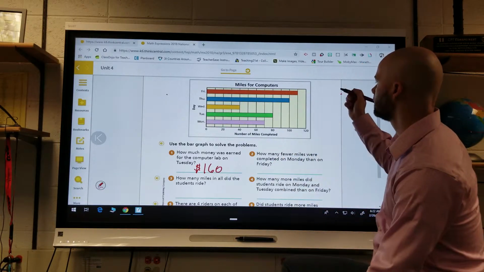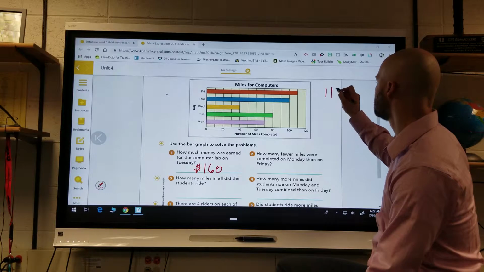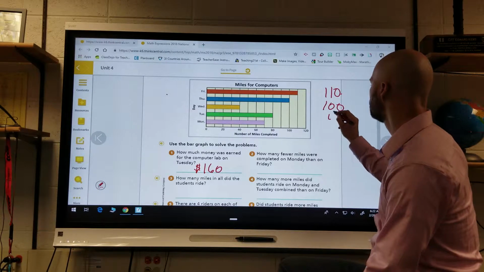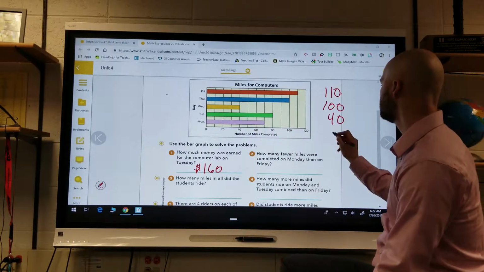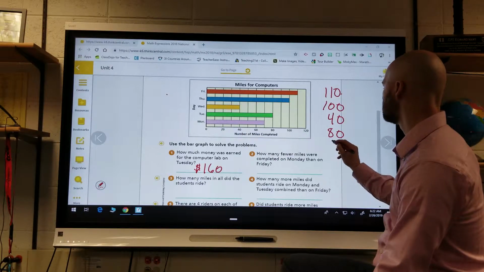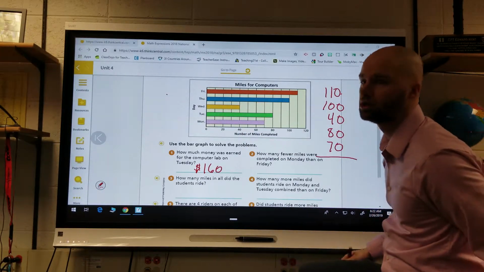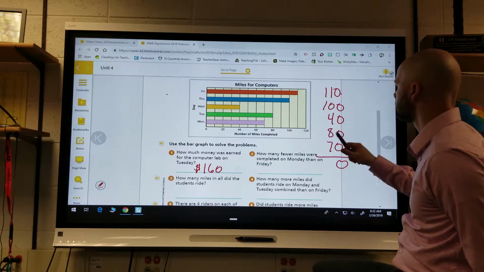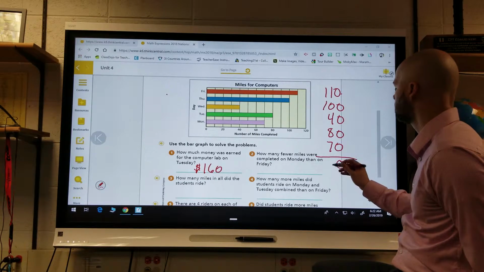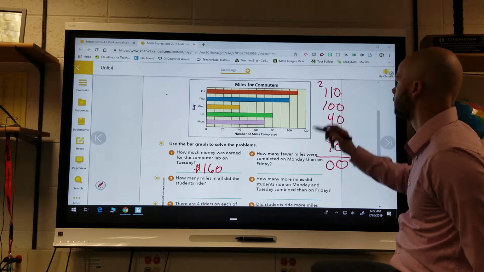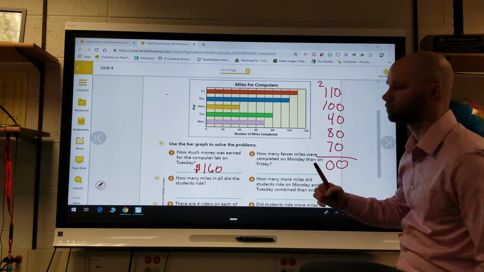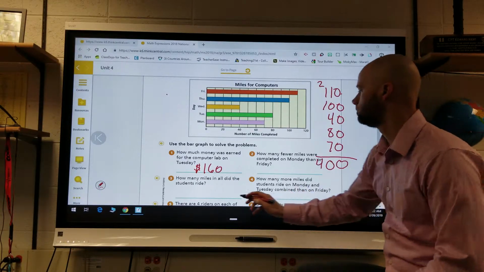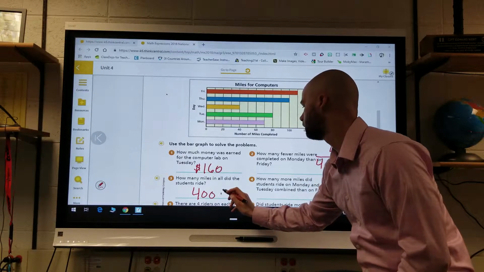All right, number 3, now how many miles did they complete in all? So Friday is 110. Thursday is 100 right on the dot. Wednesday is 40. Tuesday is 80. And Monday is 70. Okay, so we add all those up, zeros in the ones column. And then 1 plus 4 is 5. 5 plus, actually let's go, 8 plus 7 is 15. So that should be 20 right on the dot. I'm going to carry my 2 now because we had 20 groups of 10. So we're going to move with 2 over. 2, 3, 4. It should be 400 miles.